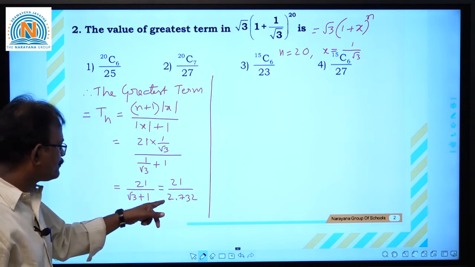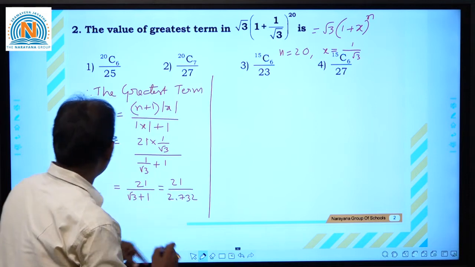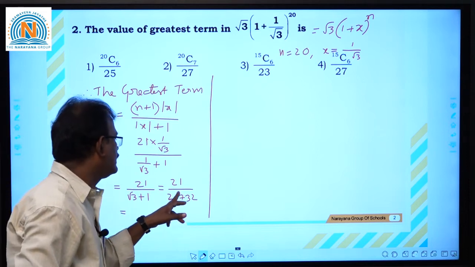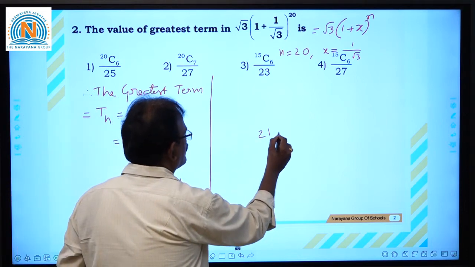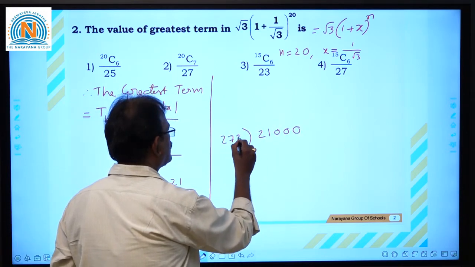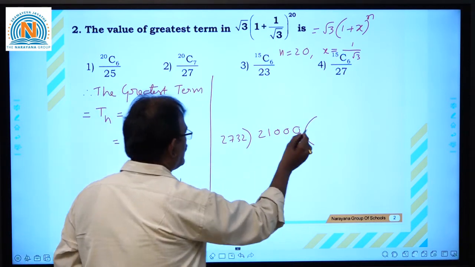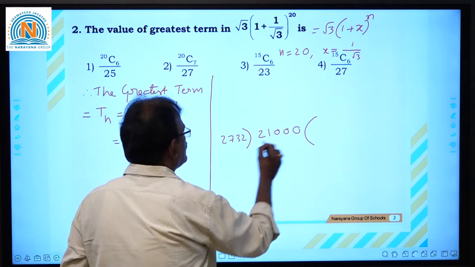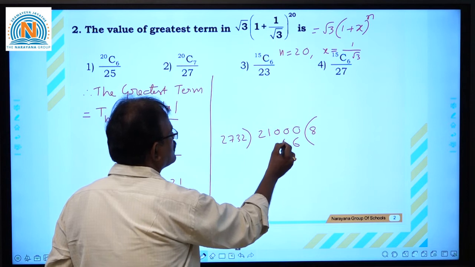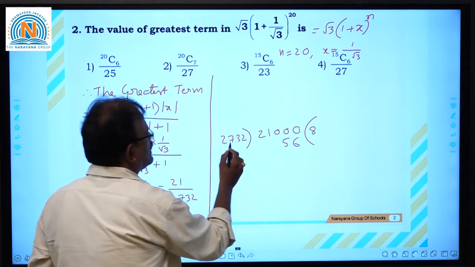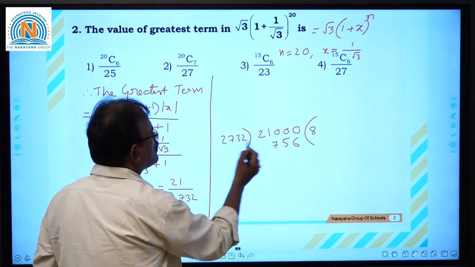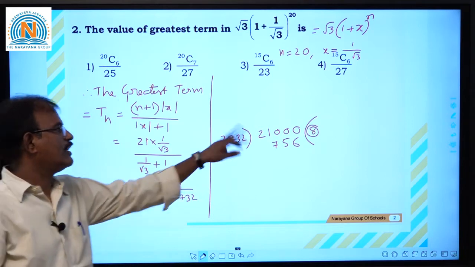2,732. Now when you simplify, here we are getting, say for example, 21,000 divided by 2,732. If you see the division, if you take 8 times: 8 2s are 16, 8 3s are 24 plus 1, 8 7s are 56 plus 2, so 8 is going to get more than 21,000.